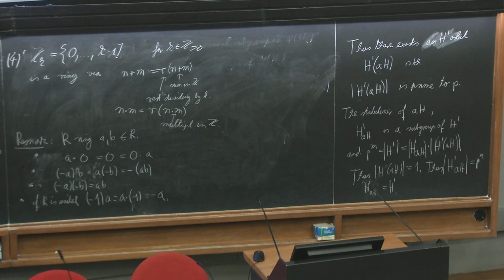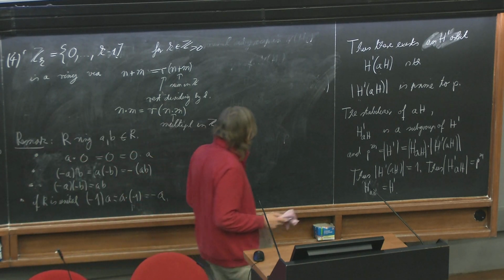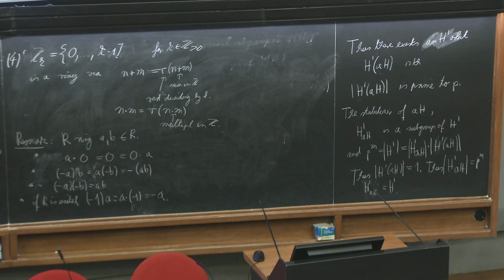I think here it's something like A times 0 is the same as A times 0 plus 0, which is the same as A times 0 plus A times 0. And then you can subtract A times 0, and you get A times 0 is equal to 0. And the other ones are of similar difficulty. Anyway.